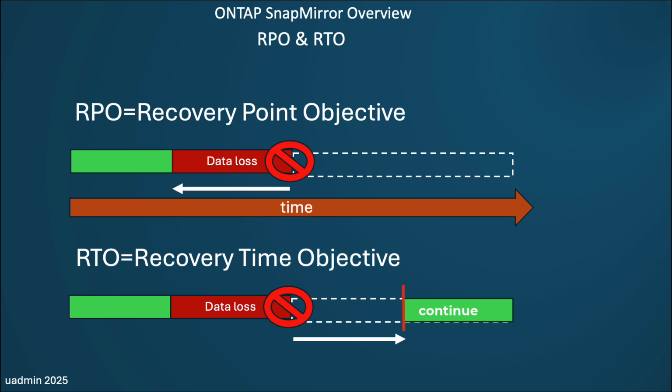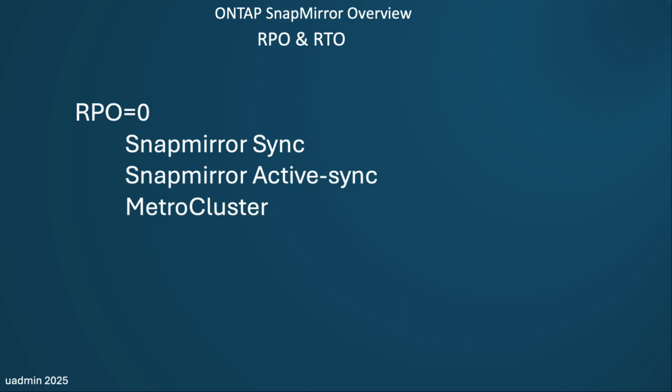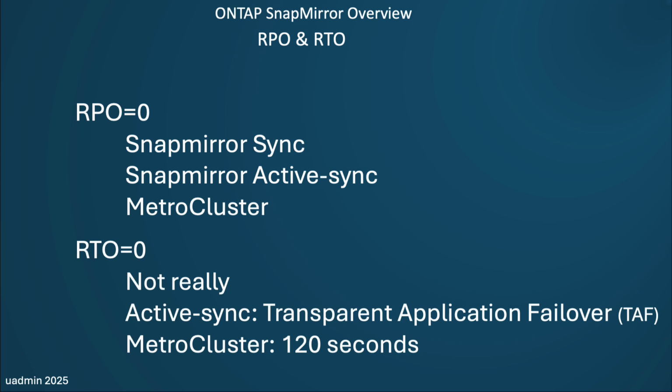And an RPO of 0 in ONTAP environments can be achieved with SnapMirror Sync, MetroCluster and SnapMirror Active-sync, as we have discussed. RTO of 0 is currently not possible with ONTAP. Having said that, MetroCluster and SnapMirror Active-sync have a near zero RTO, so failover will be very fast. In MetroCluster, for example, the failover time is around 120 seconds or less, and with Active-sync it's transparent to the clients, so transparent application failover, but it's not really zero.